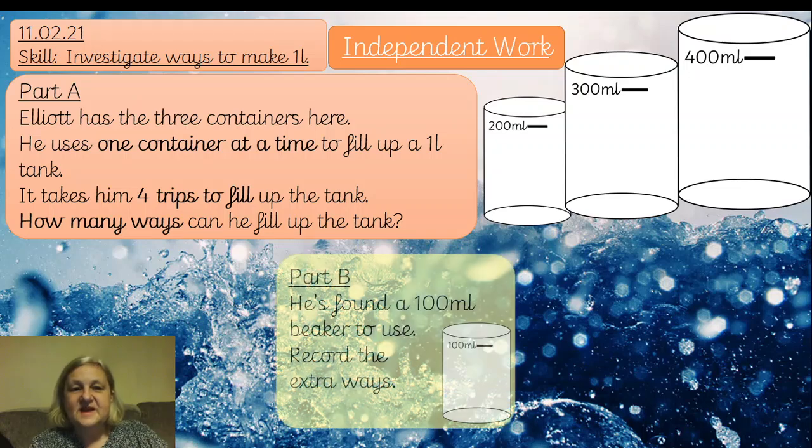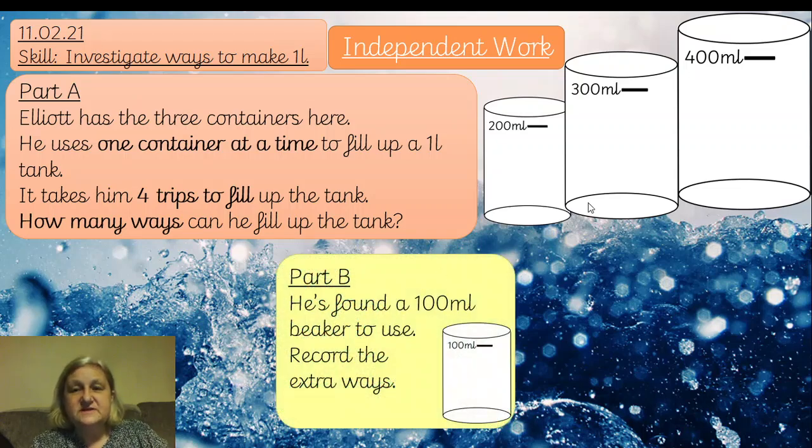Okay, and then once you've done that, there's not many of them for that first bit, then you'll do part B. He's got another beaker to use, which is 100 millilitres. So now you're going to have those first 2, plus you've got some extra ways. So I want you now to think of those extra ways of making that, using those 4 trips, exactly the same, but using that 100 millilitre beaker.